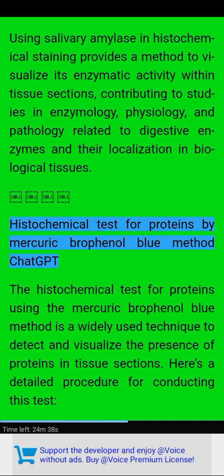Histochemical test for proteins by mercuric bromophenol blue method, ChatGPT. The histochemical test for proteins using the mercuric bromophenol blue method is a widely used technique to detect and visualize the presence of proteins in tissue sections. Here's a detailed procedure for conducting this test.